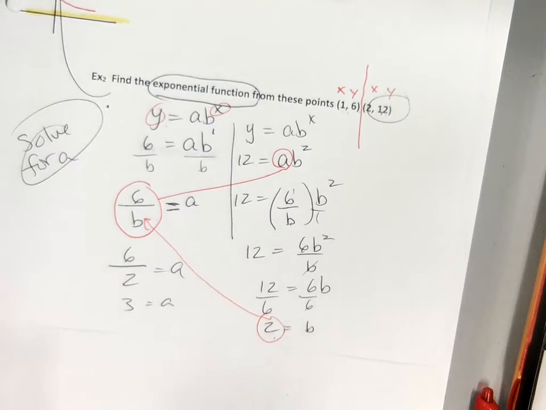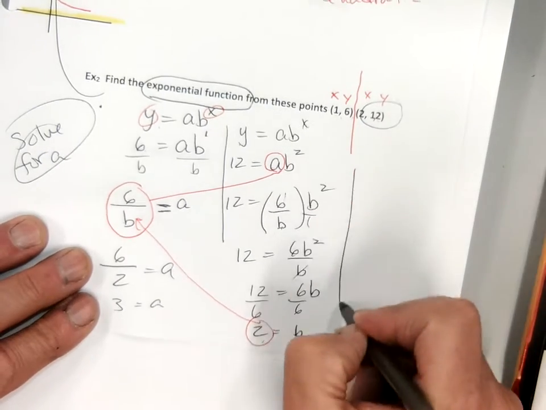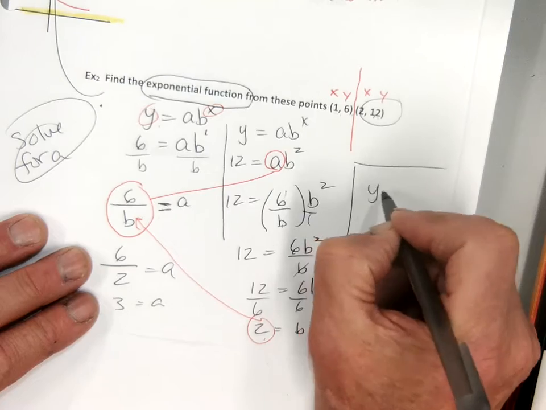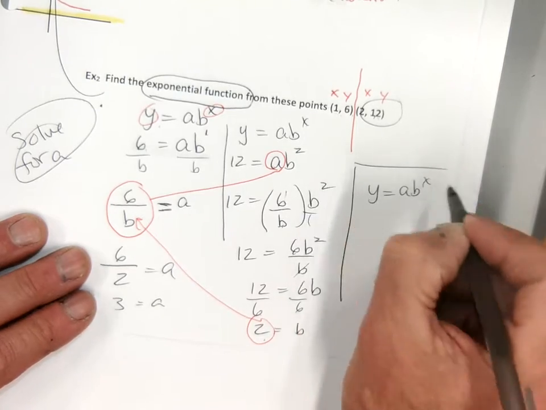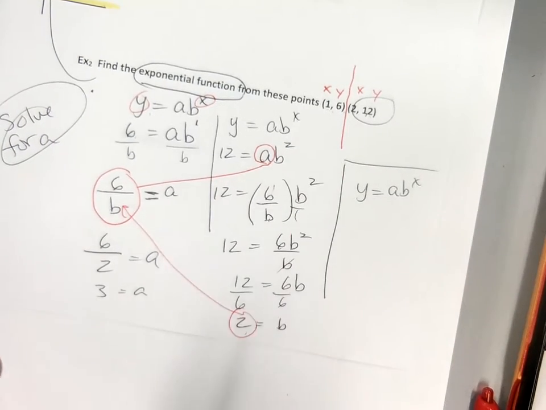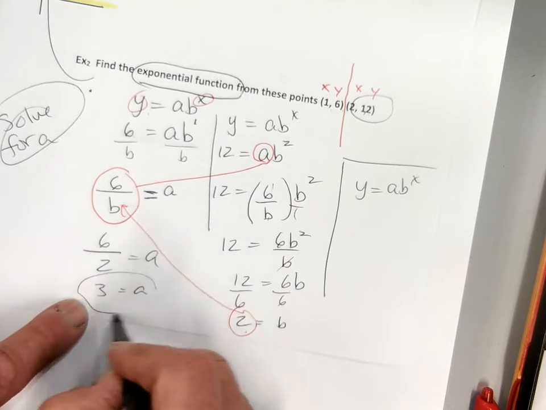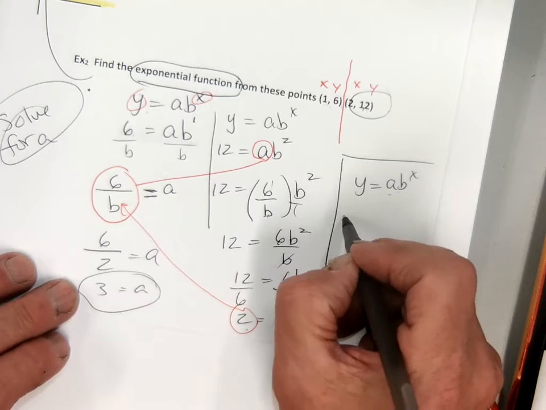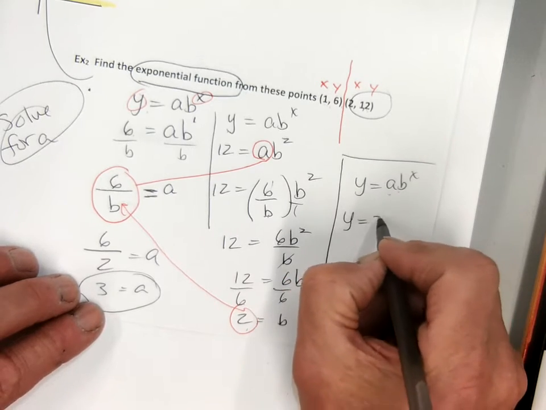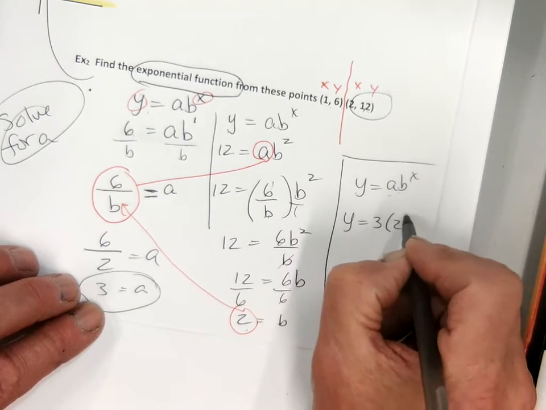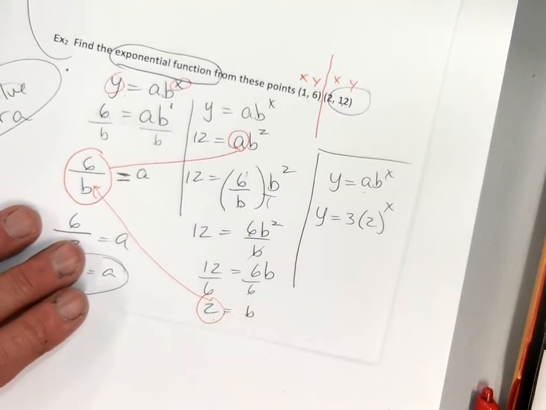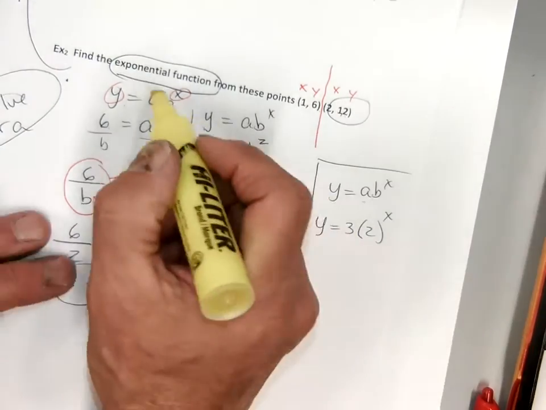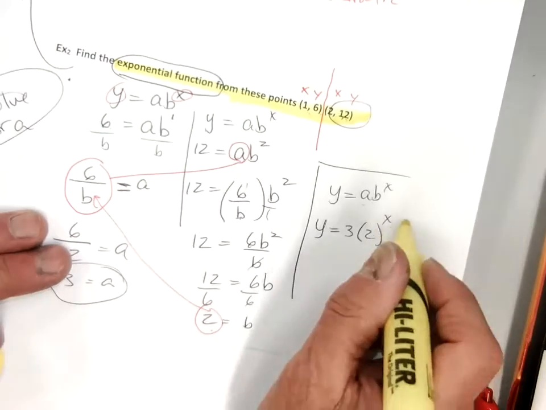So here's my answer. I'm going to use my y equals ab to the x. Okay, so my answer, I know a is 3. I'll put 3 there. I know b is 2. So I'm going to write y is equal to 3 times 2 to the x power. That is the answer. I want the exponential function that goes through those 2 points, and that's my answer.